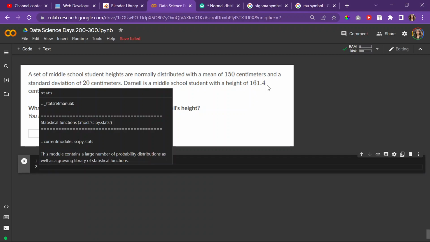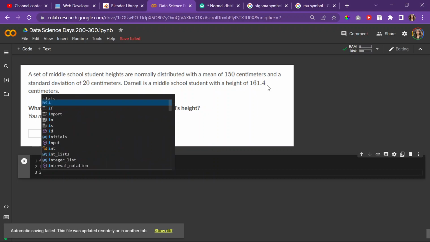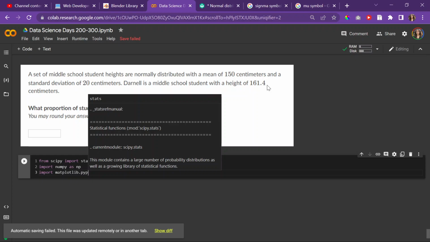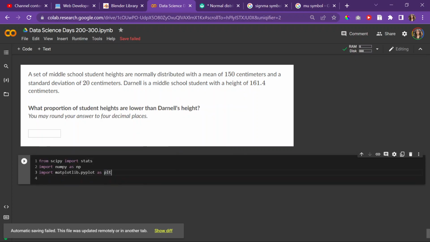Libraries are basically just libraries of pre-written functions that you can call and use as you please. I am importing SciPy because that's what we're going to use to calculate the proportions, NumPy to get our x values, and Matplotlib to visualize and make our graph. I'm doing it as PLT because I'm not going to want to write matplotlib.pyplot 5,000 times. Instead, I'll just do PLT dot whatever function I want to use from that library.